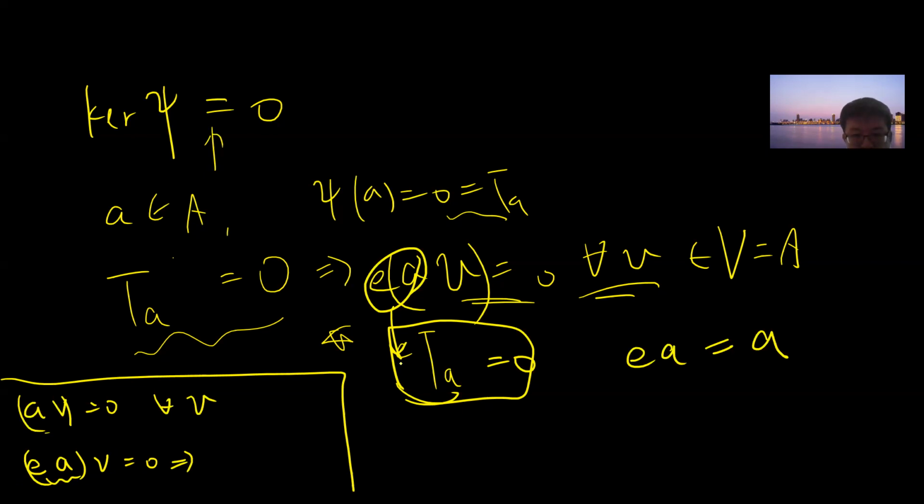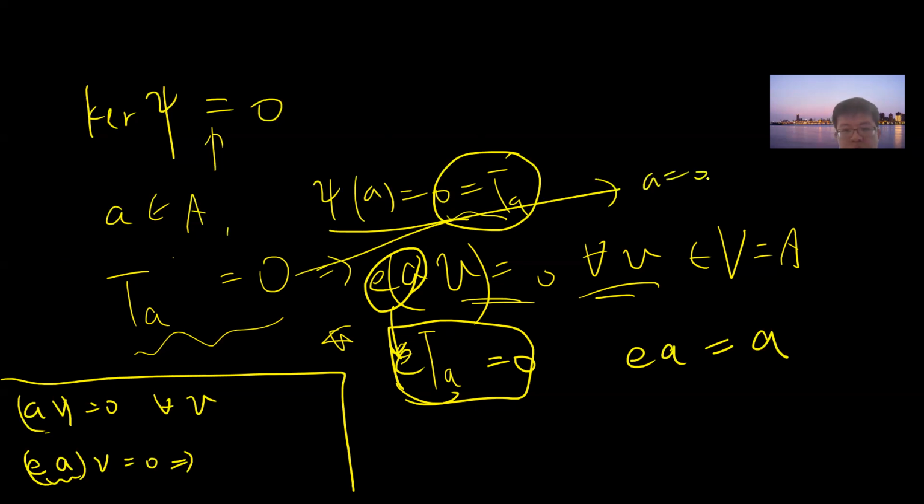So from here I know that... the key idea is that we hope to prove what? We hope to prove that if ψ(T)... that is, if TA is 0, then we can prove that A is 0. So this is the goal.